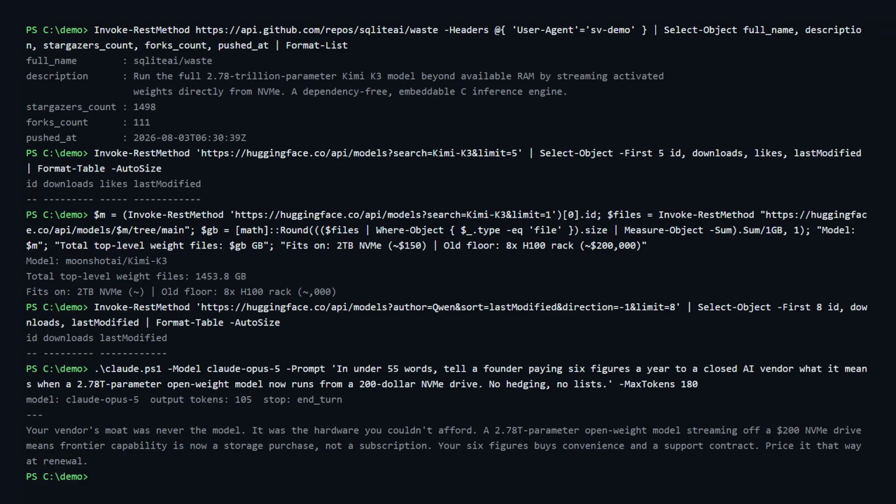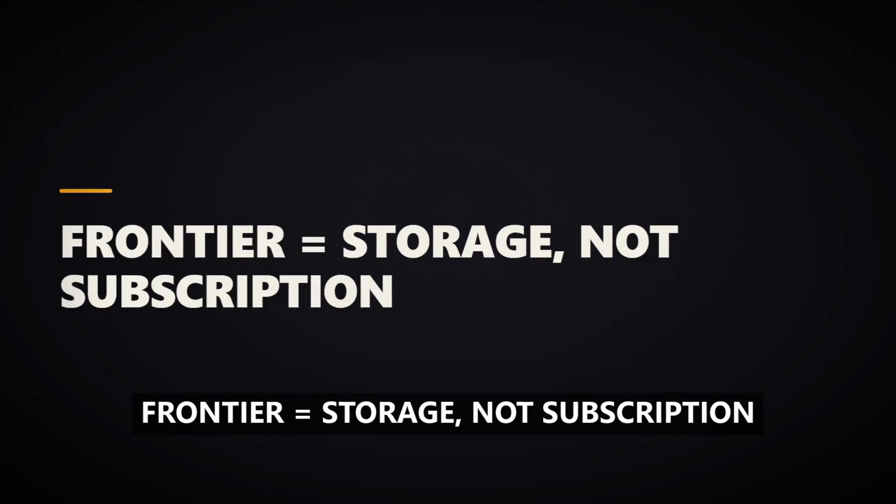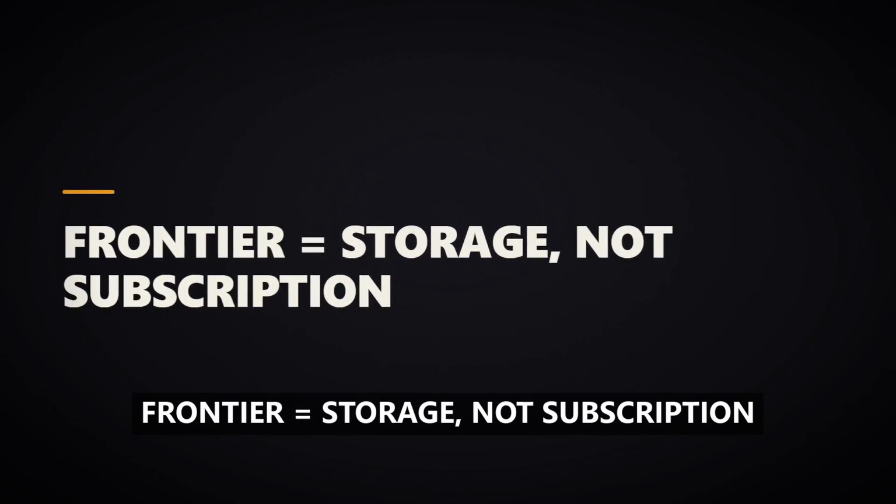Your vendor's moat was never the model. It was the hardware you couldn't afford. The 2.78T parameter open weight model streaming off a $200 NVMe drive means frontier capability is now a storage purchase, not a subscription. Your 6 figures buys convenience and a support contract. Price it that way at renewal.